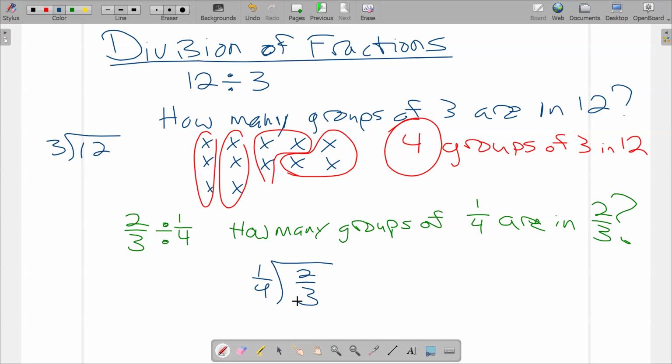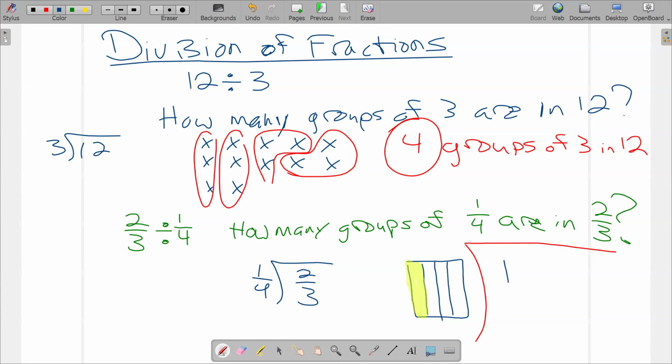So what I want to draw is, what does 1/4 look like? What does 2/3 look like? So I'm going to draw a 1/4 over here. So if that's a whole, then I might do this to get 1/4 of it. And I'm going to write it like a division box and put 2/3 inside the box.